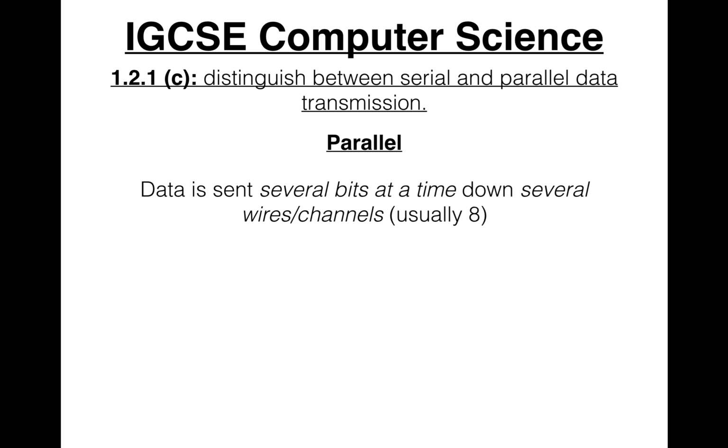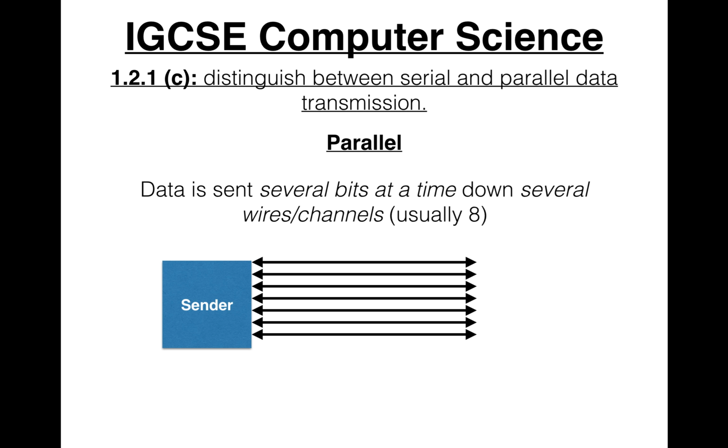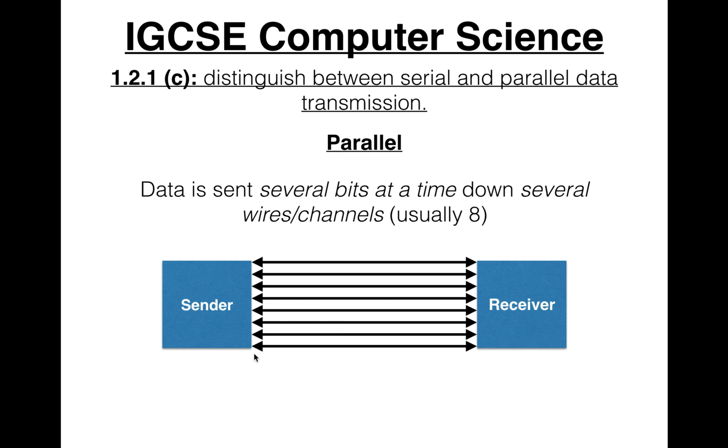So parallel is when data is sent several bits at a time down several wires or channels. Usually it's 8, because 8 bits is 1 byte. So to get a good idea of this, I kind of screwed up. I was actually hoping that arrow would... Alright, never mind. So you get the idea. It's several bits down several wires.